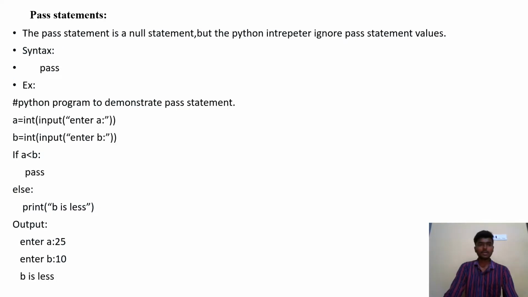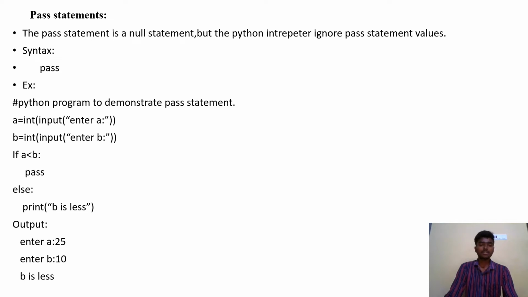And the second topic is the pass statement. The pass statement is a null statement, and the Python interpreter ignores the pass statement. The pass statement is generally used when a user doesn't know what statement to write. The syntax is pass. The pass statement can be defined as an empty function, and it can be used in an empty class. The pass statement can also be used in a loop when the user doesn't know what to write in the loop.